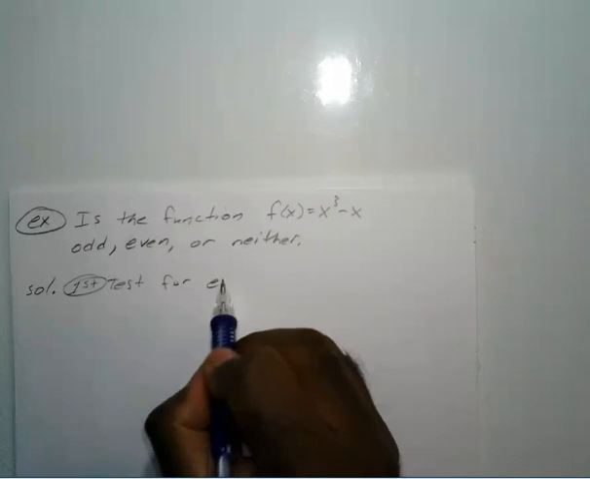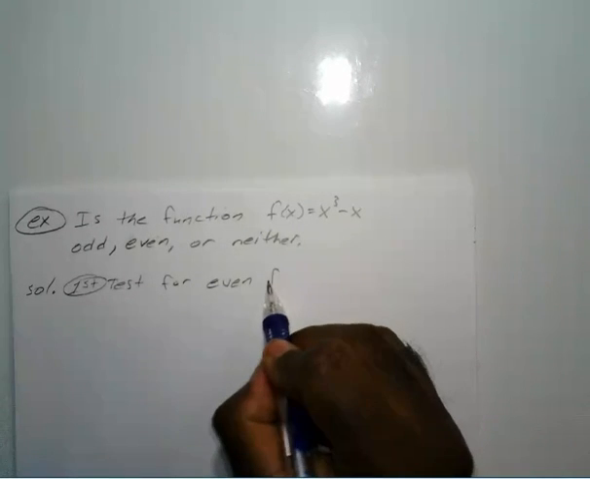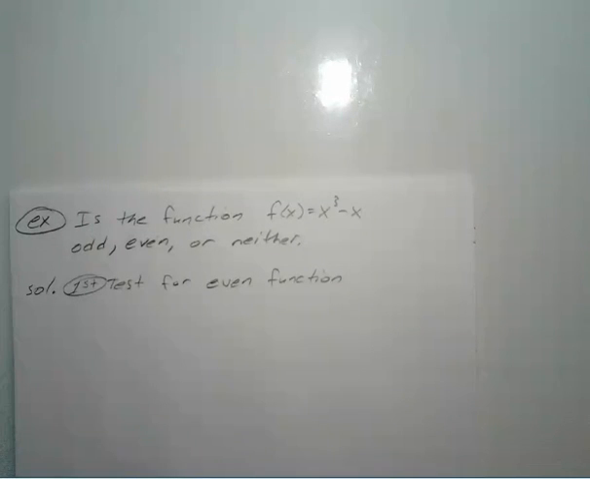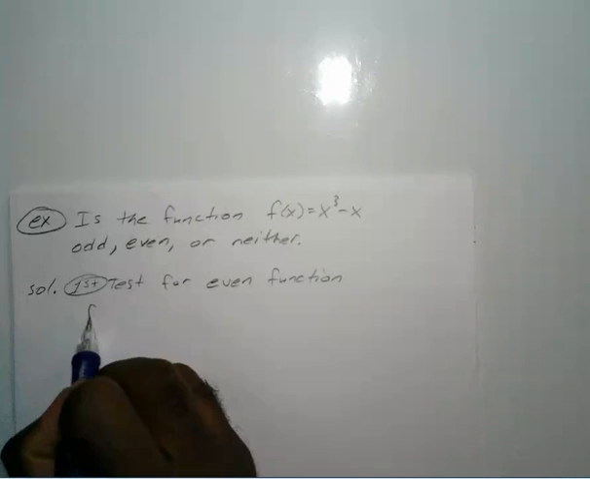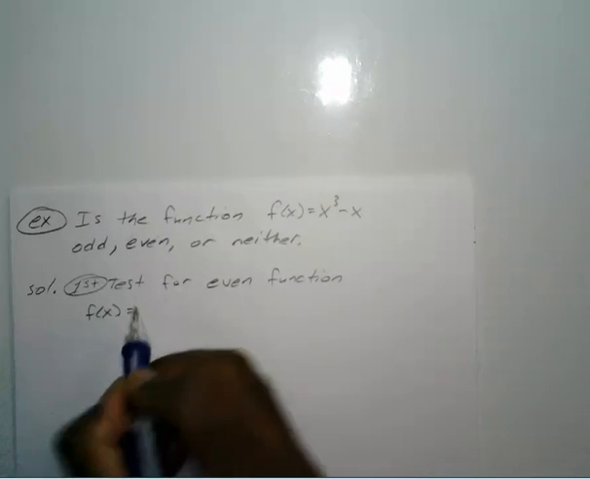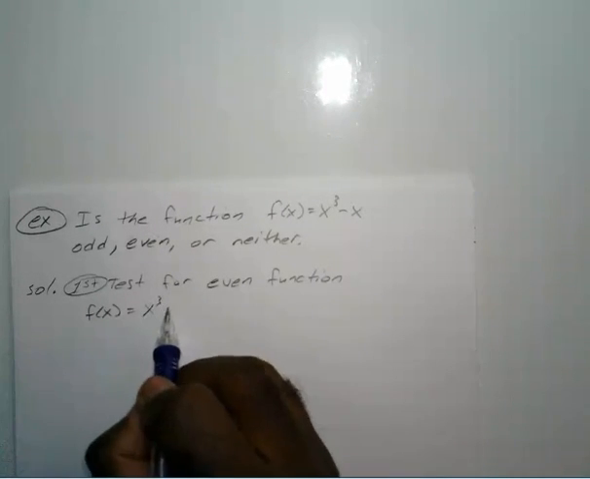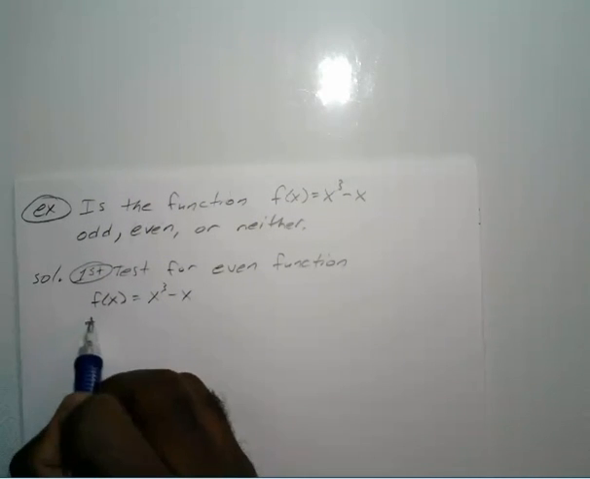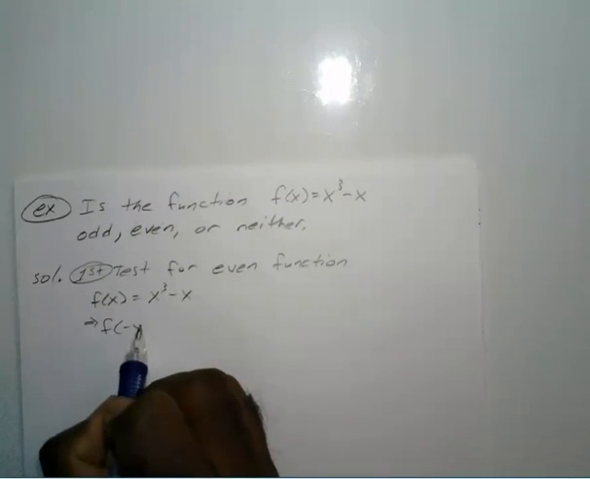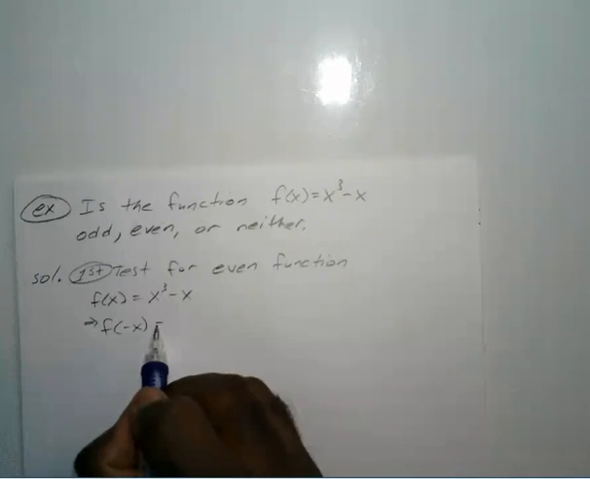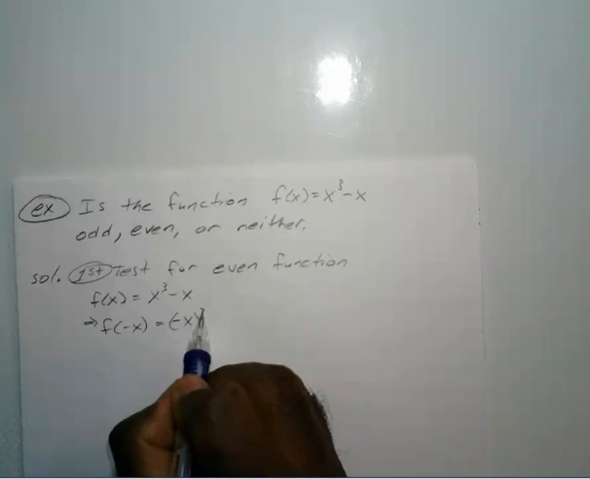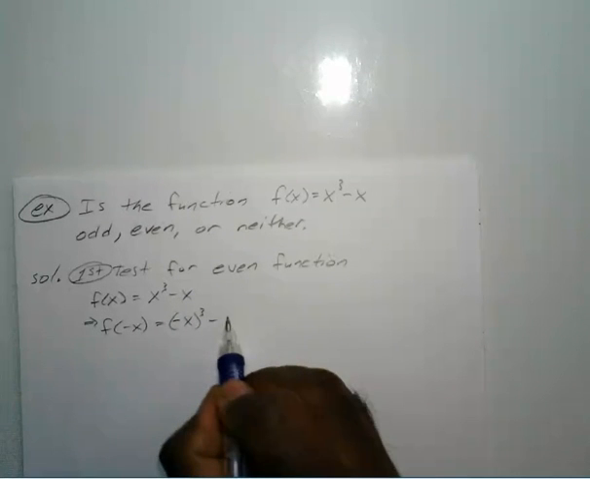Yeah, we'll do even since it's a little easier. Okay, so if we test for an even function, we know that f of x is equal to x to the third minus x. So that means we want our f of negative x to be the same thing, which is negative x to the third minus negative x.